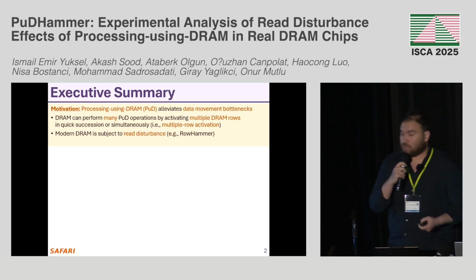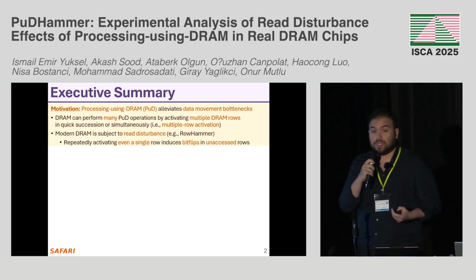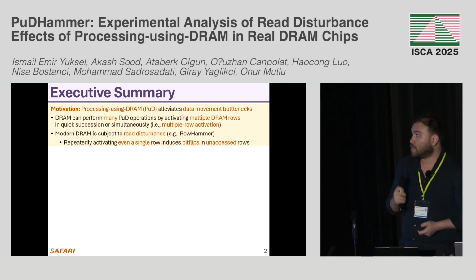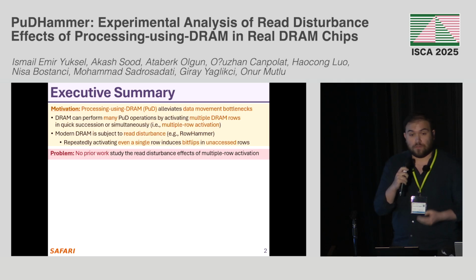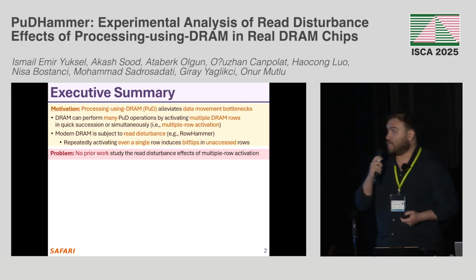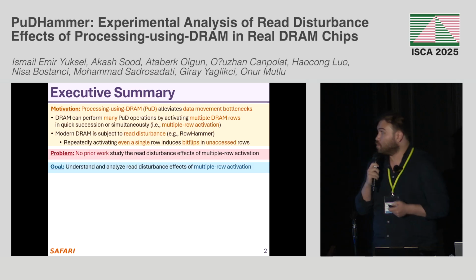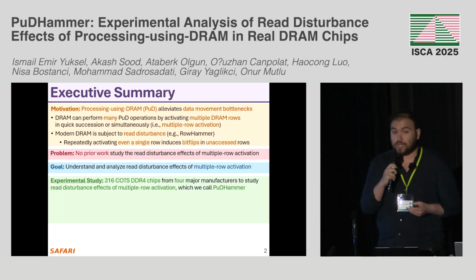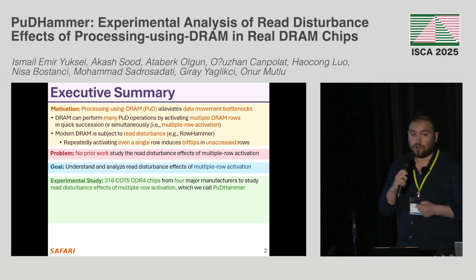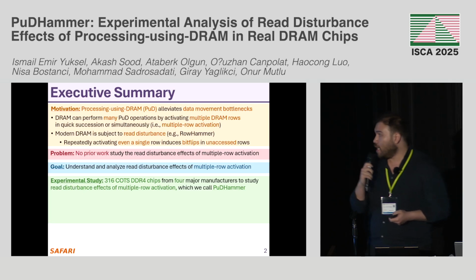However, DRAM is subject to read disturbance. Repeatedly activating even a single DRAM row causes bit flips in other unaccessed DRAM rows. And the problem is, no prior work studied the read disturbance effects of multiple row activation. And our goal is to understand and analyze the read disturbance effects of multiple row activation. And to this end, we conduct an experimental study on 316 DDR4 chips from 4 major manufacturers to study this effect, which we call PuDHammer.